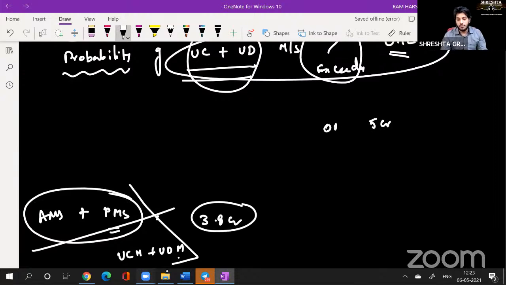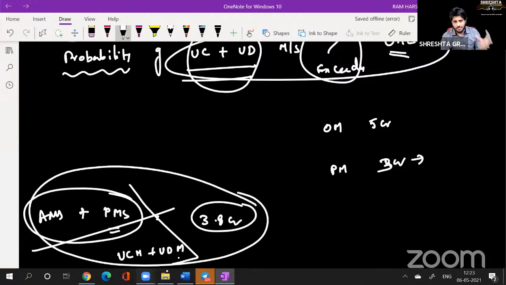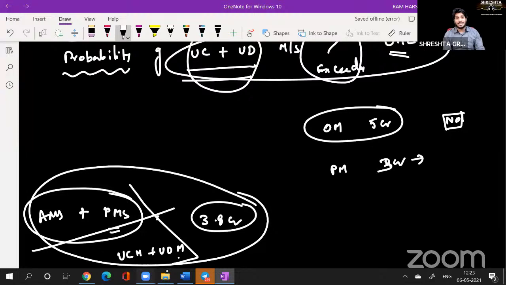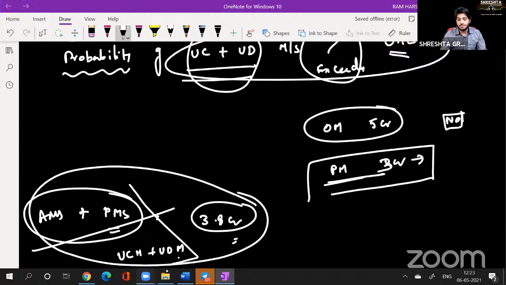5 crore I kept as overall materiality. Performance materiality I kept, let us assume, 3 crore. Now the projected value is 3.8, right? The total mistake. Is it exceeding overall materiality? No, it is not exceeding overall materiality. In such a way, the performance materiality has to be kept. Like, in other words, what are they saying?